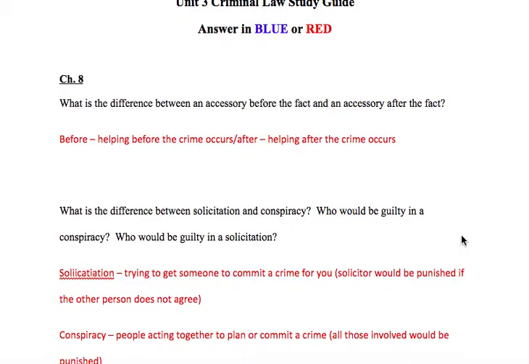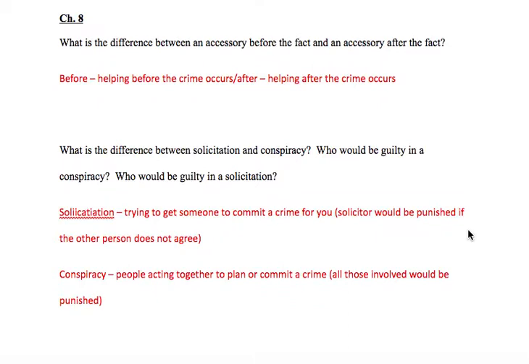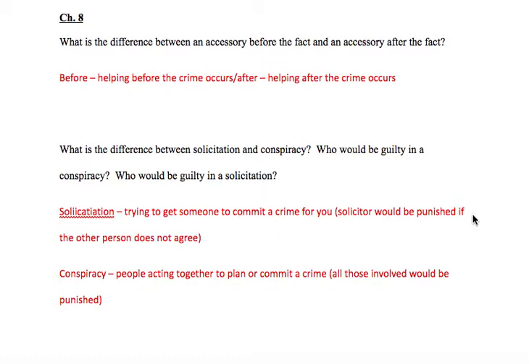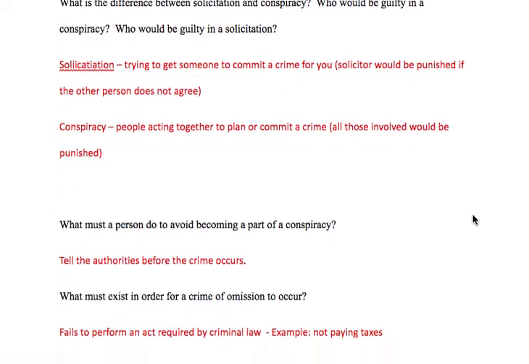Some differences between solicitation and conspiracy, and who would be guilty in conspiracy, who's guilty in solicitation. Solicitation is trying to get someone to commit a crime for you, so you're trying to get someone to do something for you. Conspiracy is when you are involving yourself, you are conspiring, you are talking with someone else to commit a crime. What must a person do to avoid this? You must avoid getting in trouble in a conspiracy by telling the authorities, the police, before the crime actually happens.